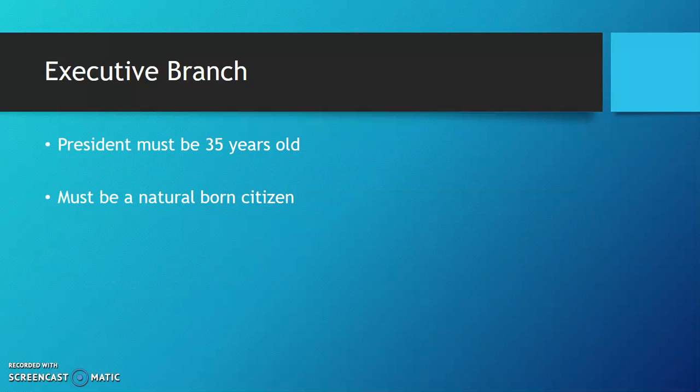In order to become president, you must be at least 35 years old, and you must be a natural-born citizen of the United States. That means if you are born in another country, you are not allowed to become the President of the United States.